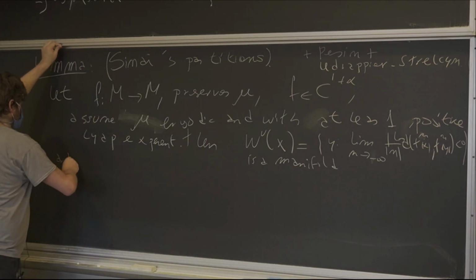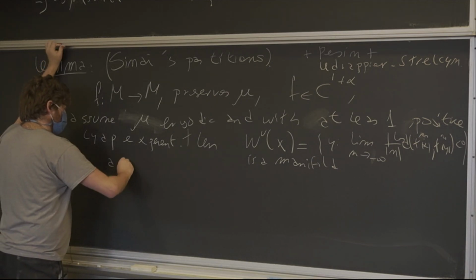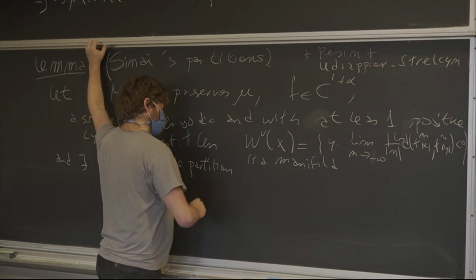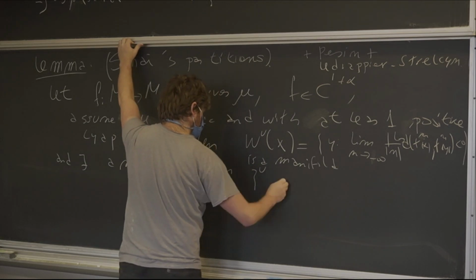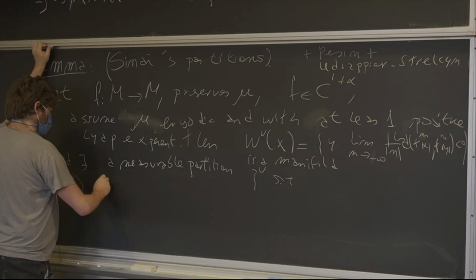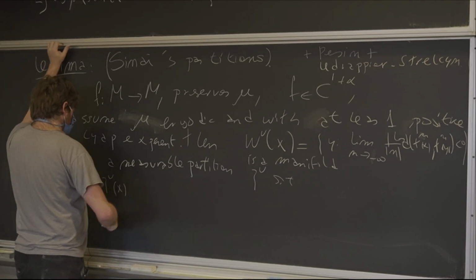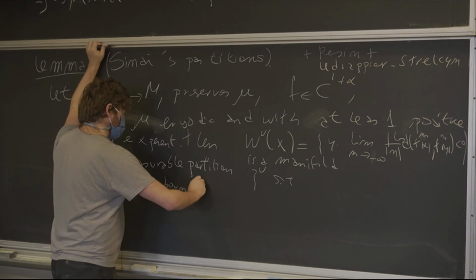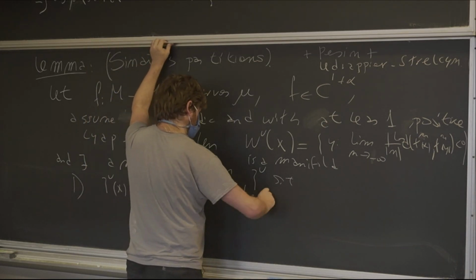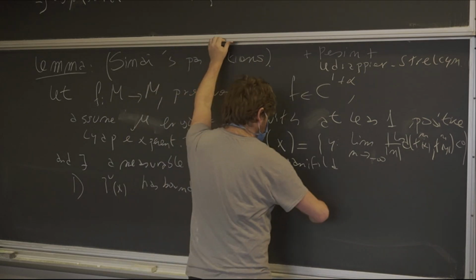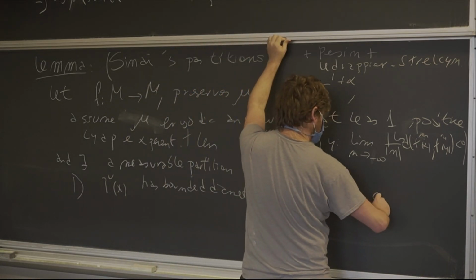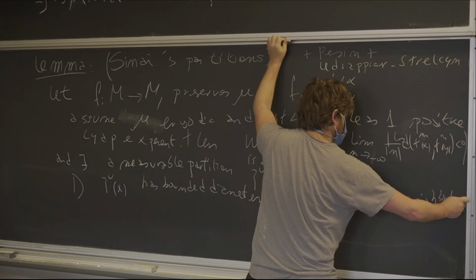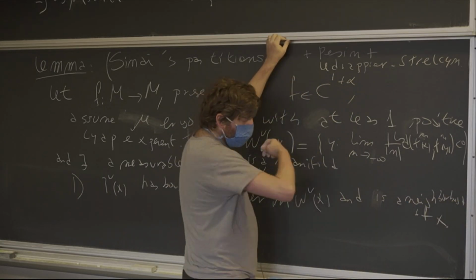And there exists a measurable partition psi u such that, one, psi u of x has bounded diameter in W^u(x) and contains and is a neighborhood of x in W^u(x).